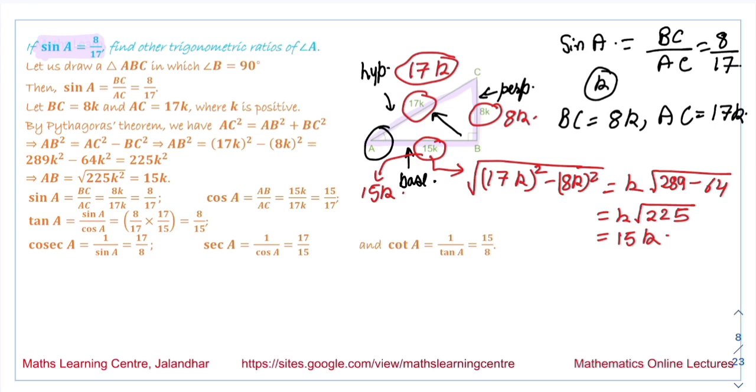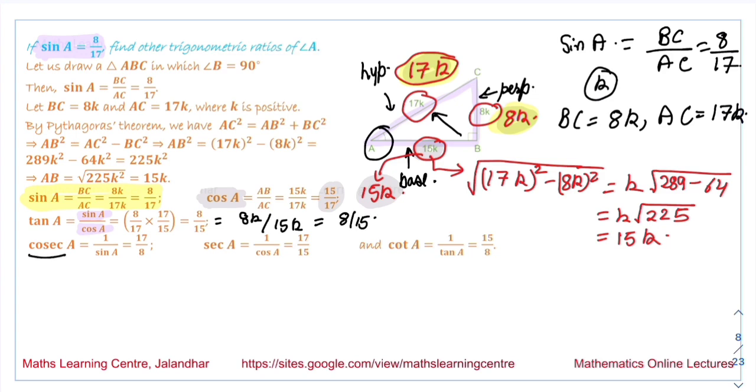The first ratio, sine A, is equal to perpendicular over hypotenuse. Perpendicular is 8k and hypotenuse is 17k. Next we are talking about cos A. Cos A is base over hypotenuse. The base is 15k and the hypotenuse is 17k, so the answer we get is 15 by 17. Next is tan. Tan is sine A over cos A, or you can directly write tan as perpendicular over base. So it is 8 by 15.